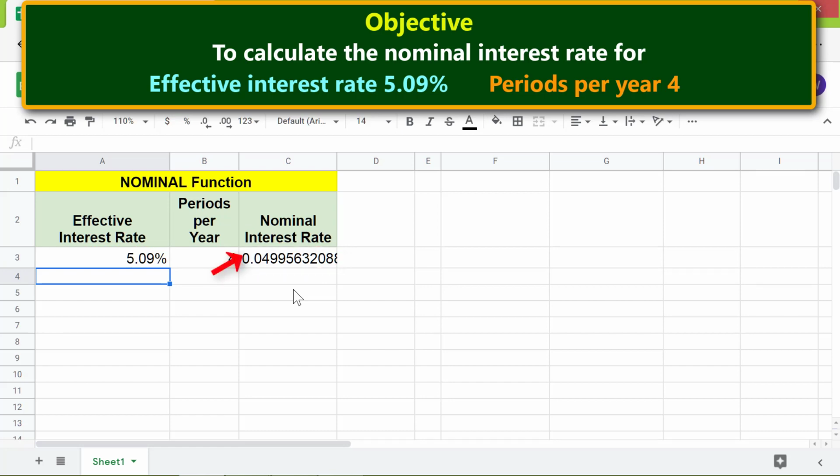Let's format this value as a percent. Click this cell. Click the percent symbol. There you go. This is the nominal, or stated interest rate, for this effective interest rate, and for quarterly compounding of interest.